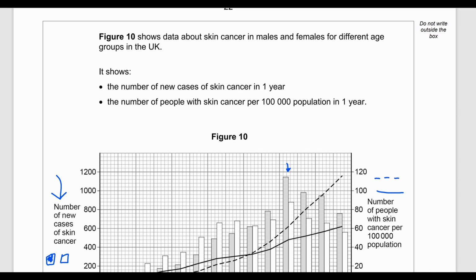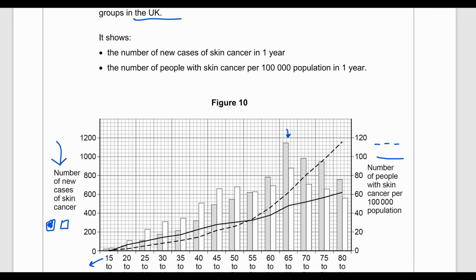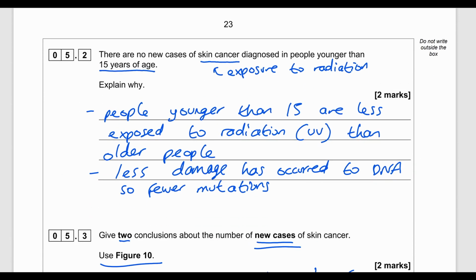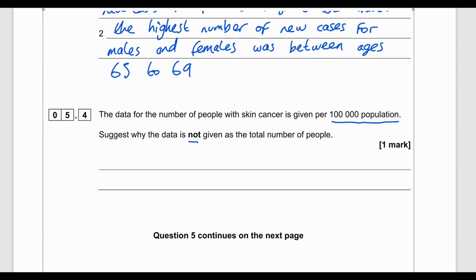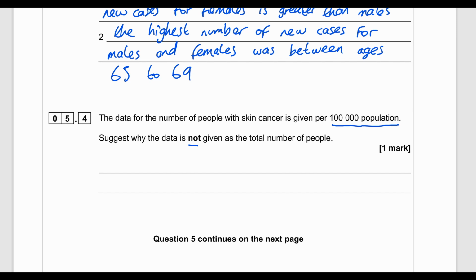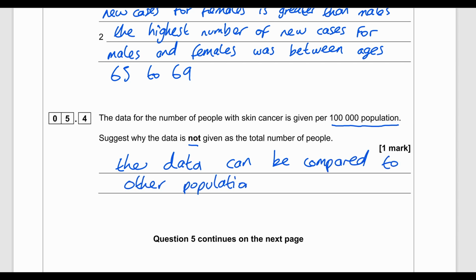Well, the country that is looked at for this study is in the UK. So the point might be that if we do it for 100,000 people in a population, we were able to compare this data to those in other countries. So we could compare to 100,000 population in Ireland, for example.